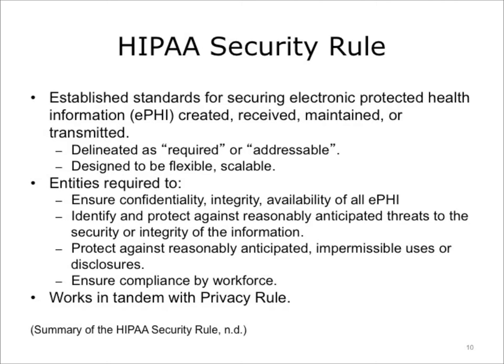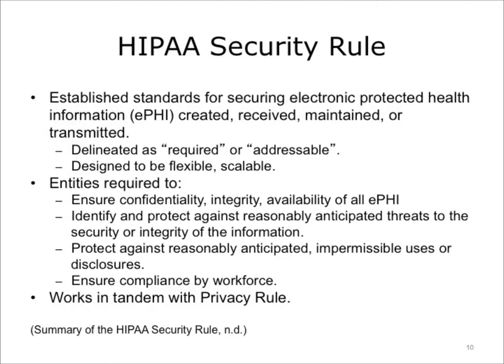The final rule adopting HIPAA standards for security was published in the Federal Register on February 20, 2003, and specifies a series of administrative, technical, and physical security procedures that covered entities must use to assure the confidentiality of electronic protected health information. The standards are delineated into either required or addressable implementation specifications. Compliance with the standards was required as of 2005 for most entities covered by HIPAA.